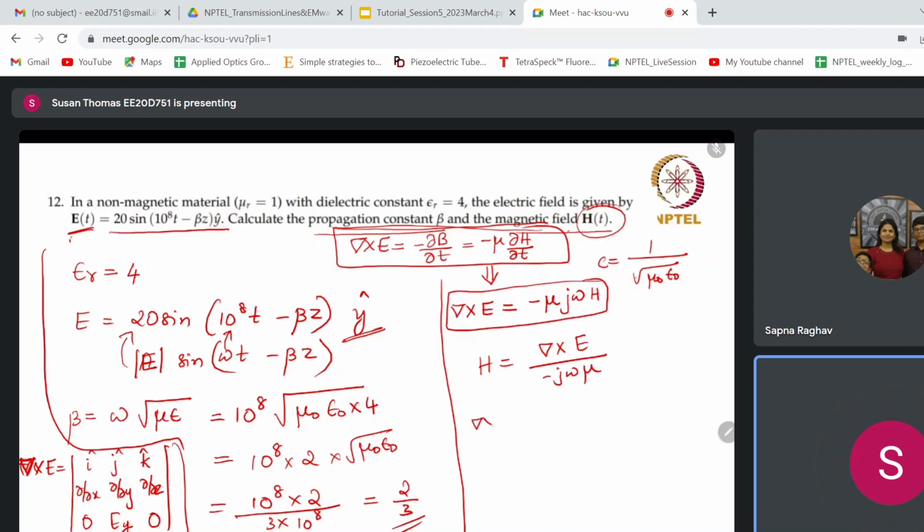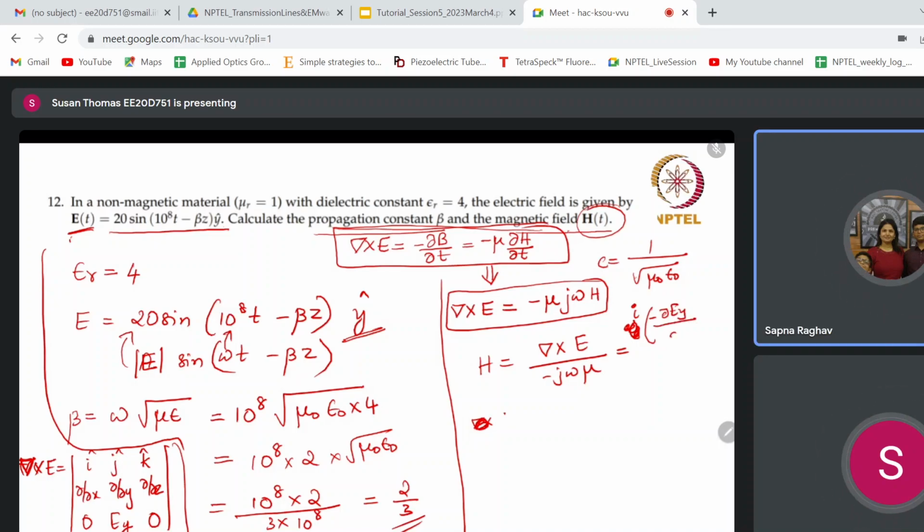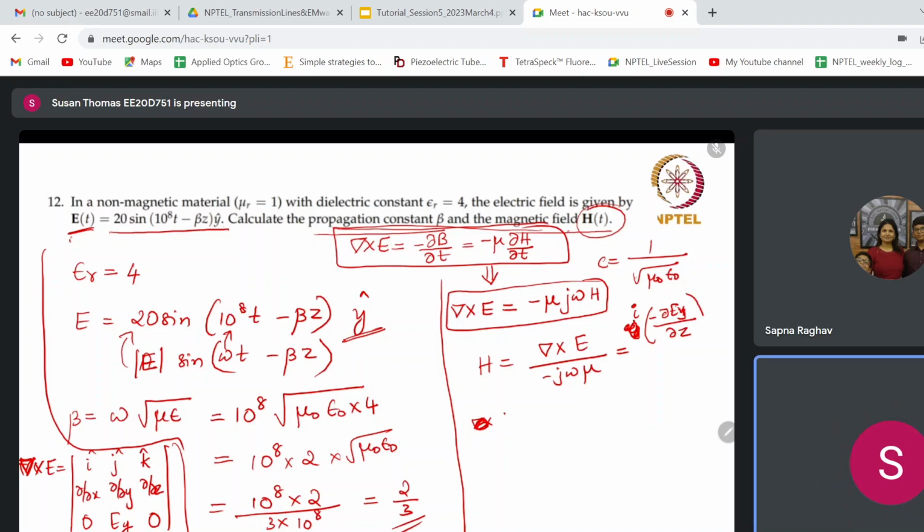What is del cross E? So I'll write it here directly. Del cross E is minus j into minus, oh sorry, i into minus dou Ey by dou z. And the last component, dou Ey by dou x, becomes 0. So this is divided by minus j omega mu.